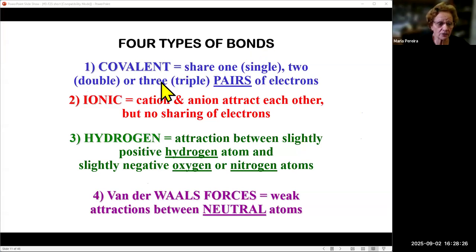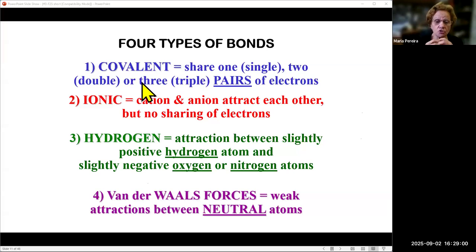There are the covalent bonds, which are the strongest, ionic bonds, hydrogen bonds, and van der Waals forces. Covalent bonds are the strongest because the two atoms will share a pair of electrons. So here you have an atom and here you have another atom, and they're going to come together and share a pair of electrons. That's a covalent bond.